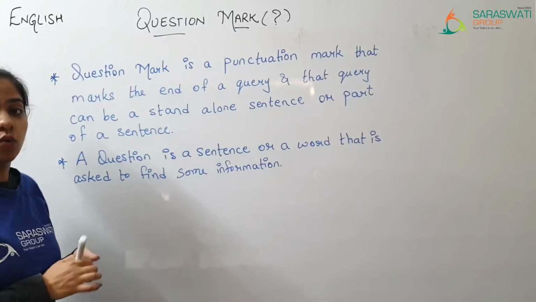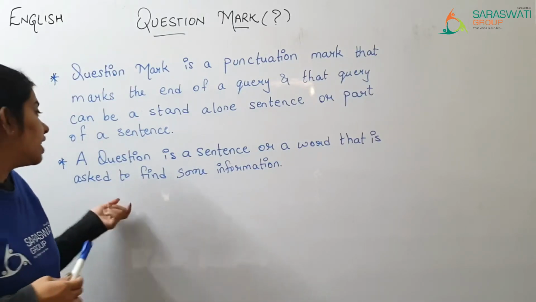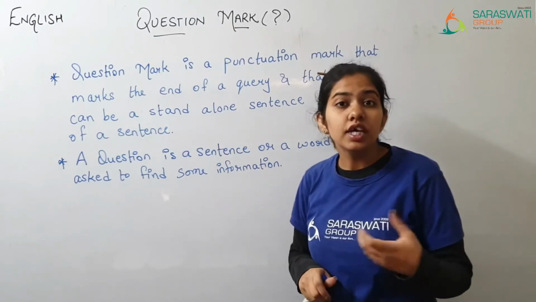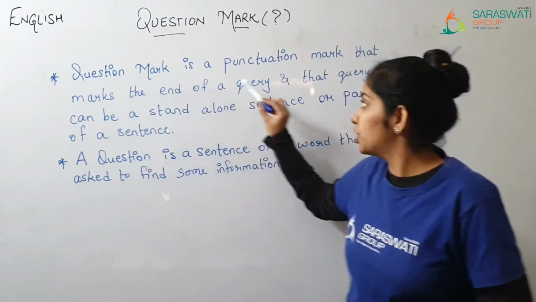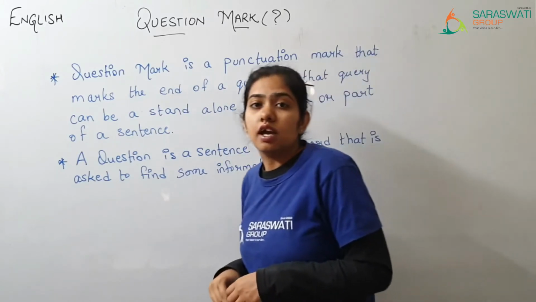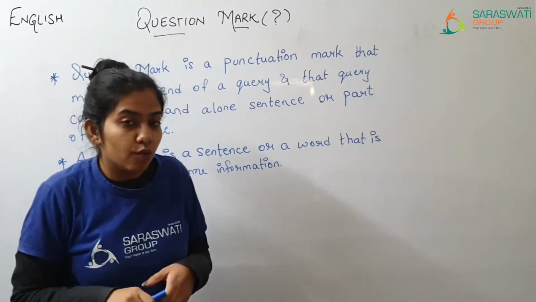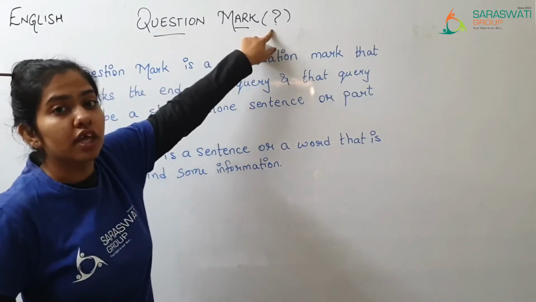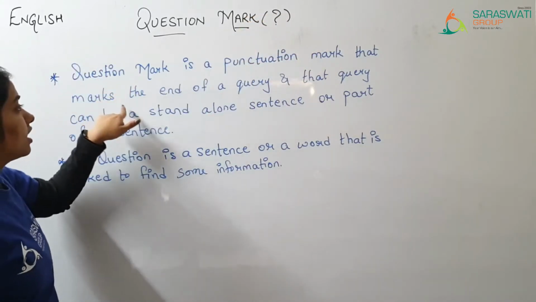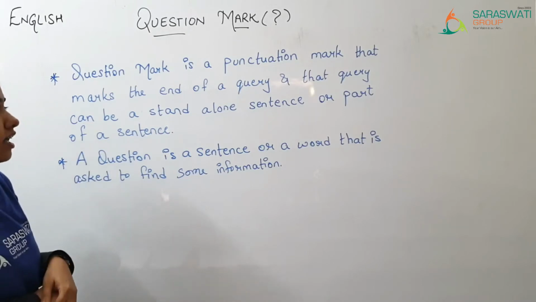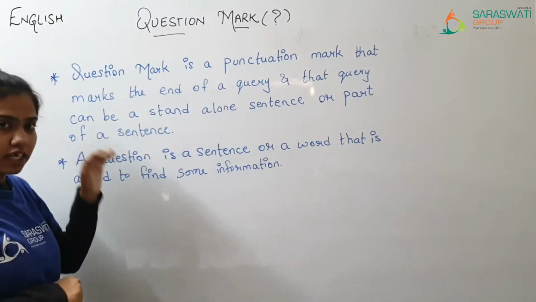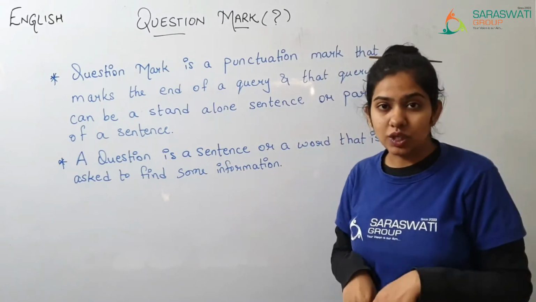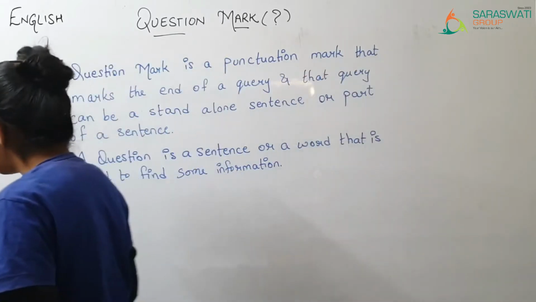A question is a sentence. एक question क्या है? वो एक sentence है या फिर एक word है that is asked, कि अगर हमें किसी को पूछना है तब इसका use होता है to find some information. Now the question mark is a punctuation mark that marks the end of a query. यानी कि अगर हमें कोई भी डाउट है, अगर हम किसी को पूछते हैं, we are asking a question, so at that time we are using a question mark, and the question mark will symbolize it this way. That query can be a standalone sentence or a part of a sentence.